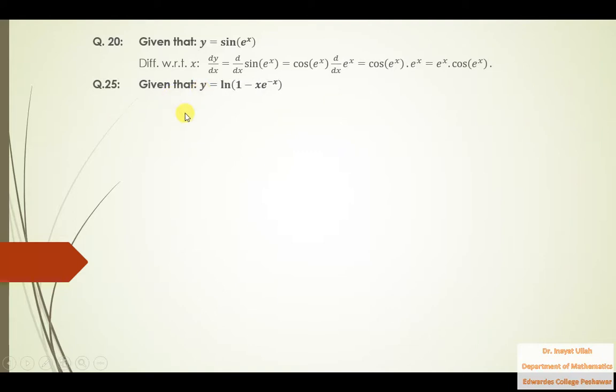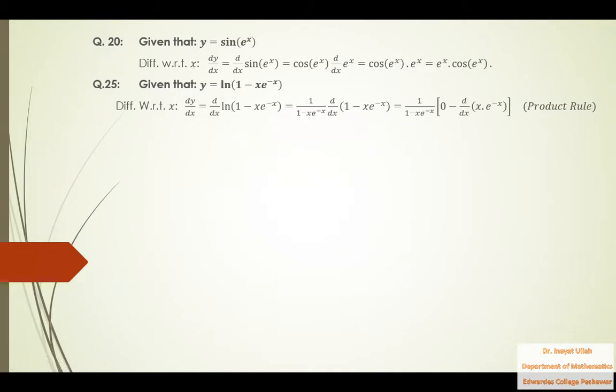Question number 25, we are given a function y equals natural log of 1 minus x e power minus x. Whenever you differentiate this function, first of all we need to apply the formula for the derivative of natural log of u. The derivative of natural log of u is 1 by u, into the further derivative of this u, 1 minus x into e power minus x.